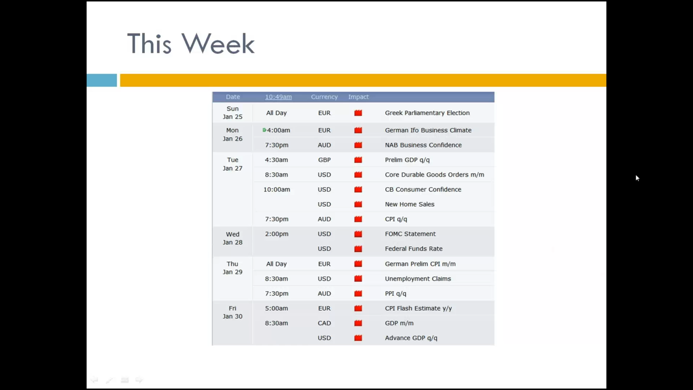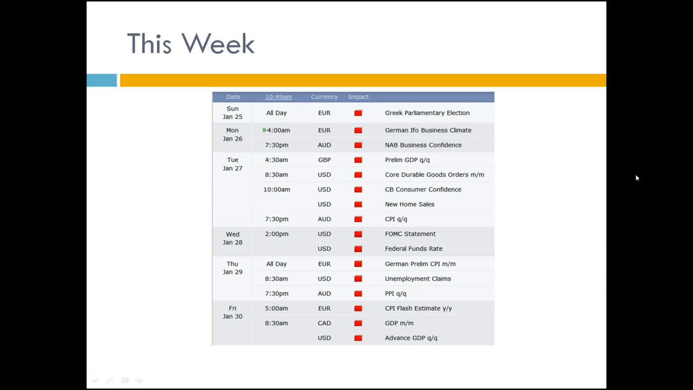Tuesday, we have a 4:30 British pound report. 8:30 core durable goods on the U.S. side. 10 o'clock, we have CB consumer confidence and new home sales. And then at 7:30 that night, we have another report on the Aussie. On Wednesday, we do have the Fed announcement, and they're going to see if they're going to start raising the rates. I don't know that they will. They're anticipating that they probably will.